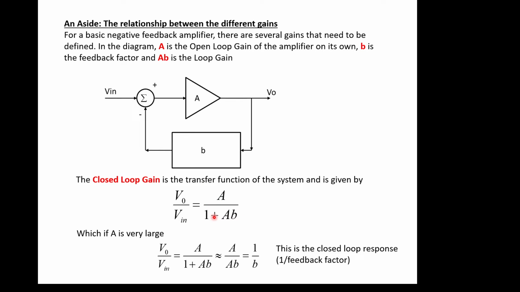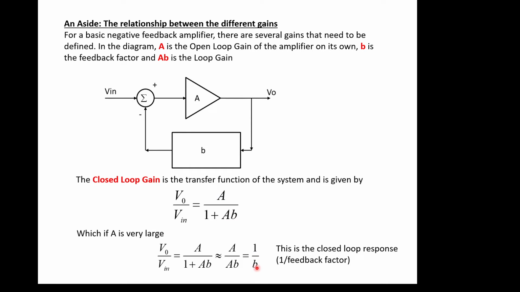So it's A over 1 plus A times the feedback factor, or A over 1 plus the loop gain. And then if A is very large, when we'd like A to be infinite, we can start to look at this and say, if A is very, very large, then 1 plus AB approaches AB, so we can get rid of the 1, and that leaves us with A over AB, and then we can cancel out the A's, and it leaves us with 1 over B.